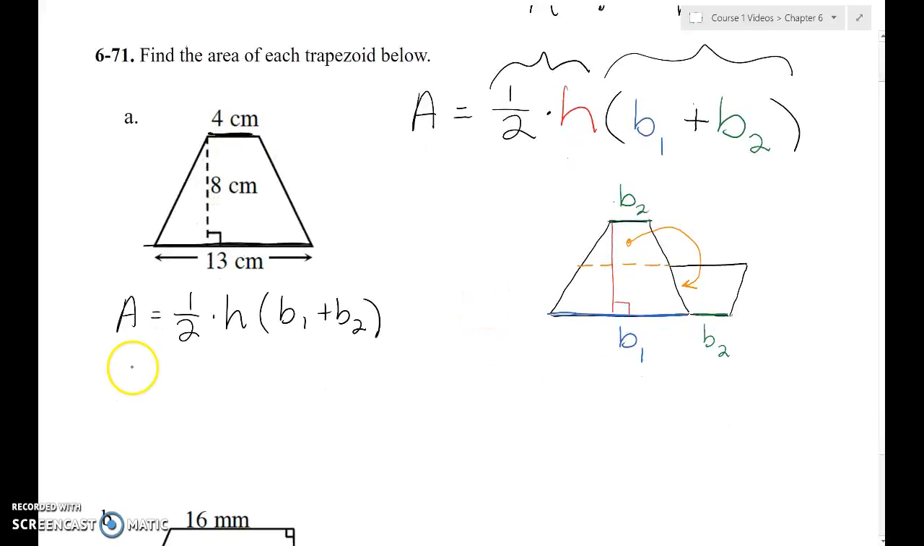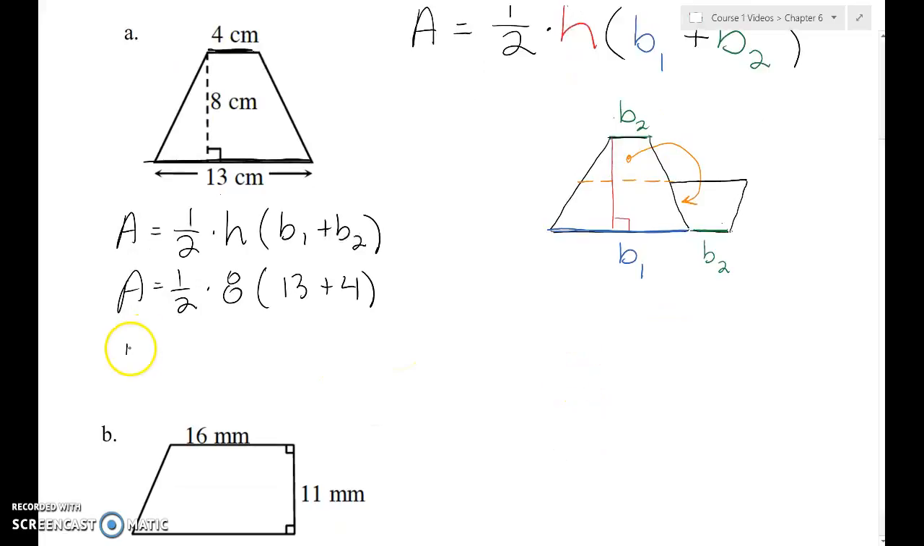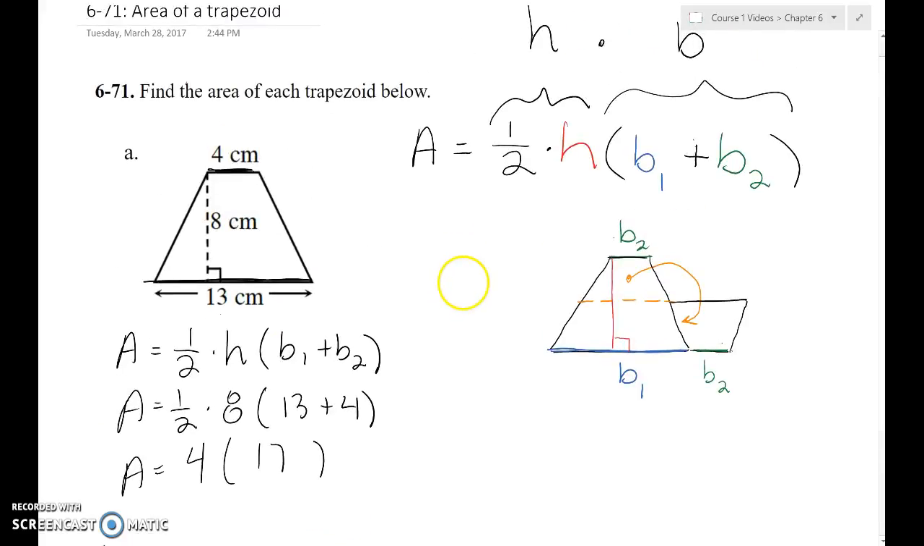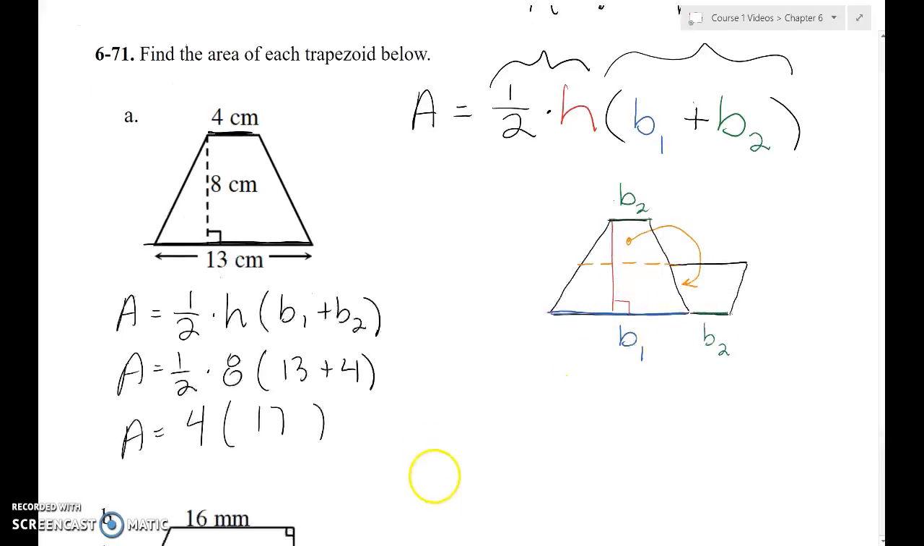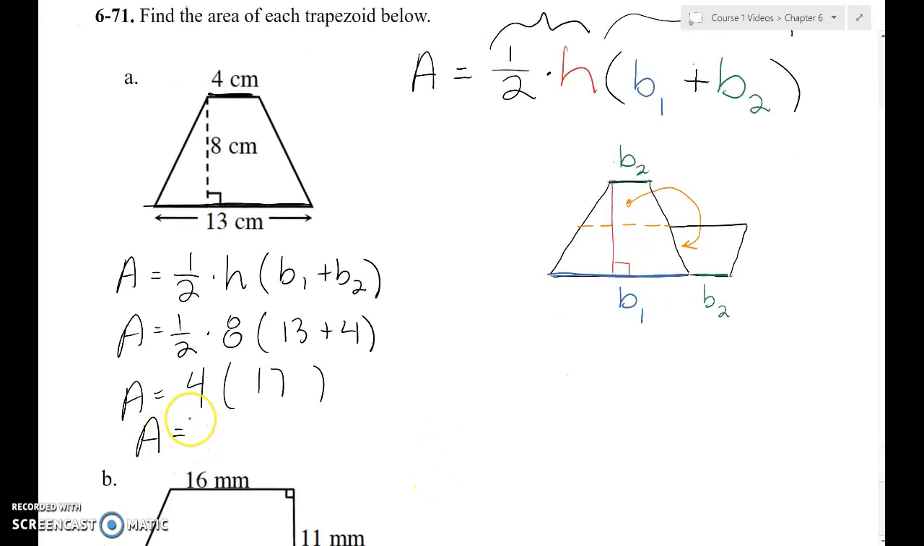So I've got area is 1/2 of 8 times 13 plus 4. I know that 1/2 of 8 is 4. And if I add the bases together, I get 17. So my formula for my parallelogram here would be 4 times 17. And the area of our shape then is 68 centimeters squared, or square centimeters.